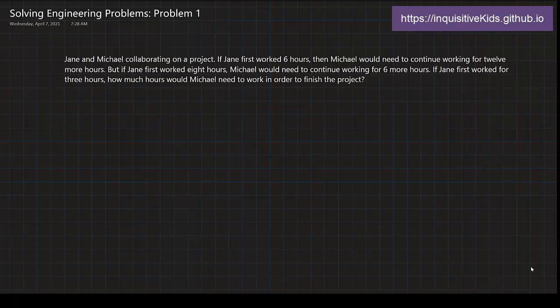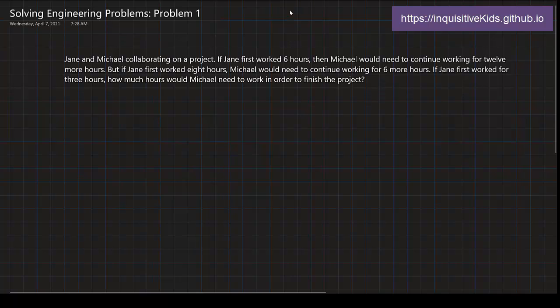Jane and Michael are collaborating on a project. If Jane first worked 6 hours, then Michael will need to continue working for 12 more hours. But if Jane first worked for 8 hours, Michael would need to continue working for 6 more hours. If Jane first worked for 3 hours, how many hours would Michael need to work in order to finish the project? So how we're going to do this is by creating equations out of that and setting up variables.